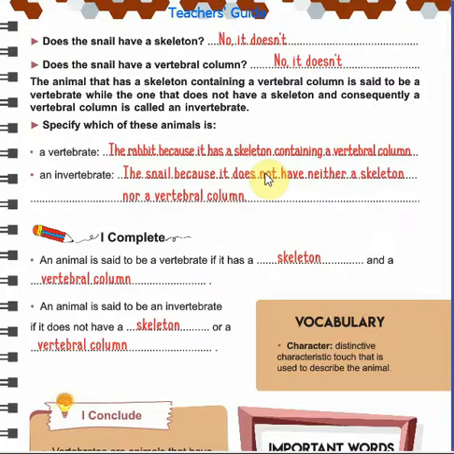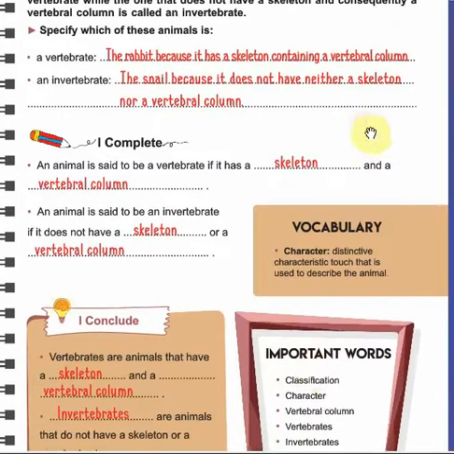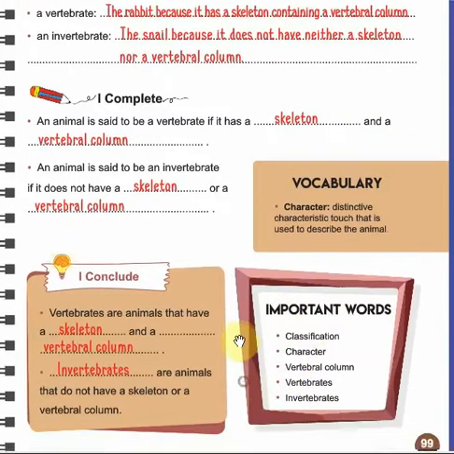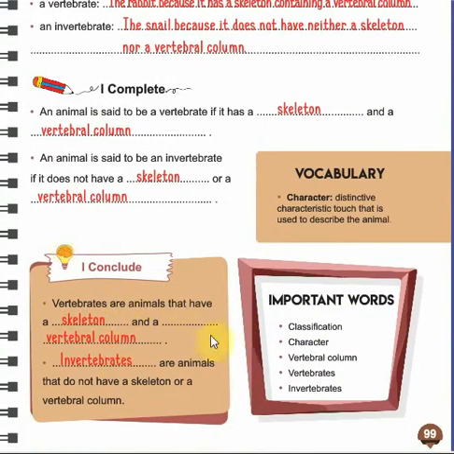Okay? Let's complete the sentences here. An animal is said to be a vertebrate if it has a skeleton and a vertebral column. Of course, if it has a skeleton, then it has a vertebral column. لأنه الvertebral column هو part of the skeleton. An animal is said to be an invertebrate if it doesn't have a skeleton or a vertebral column. I want you all to memorize this conclusion.